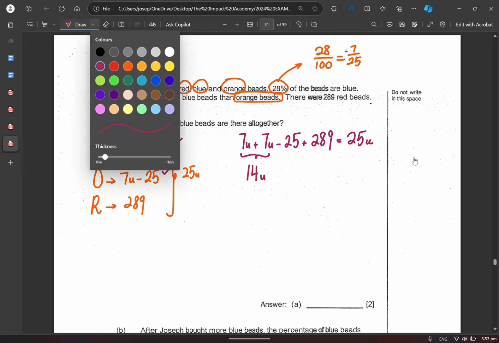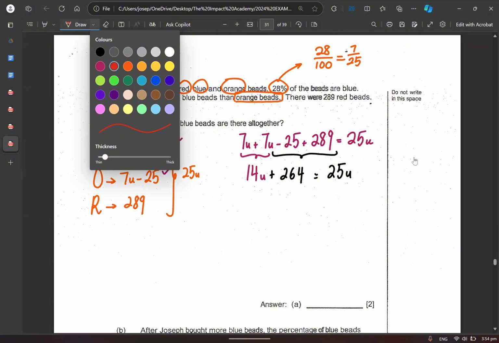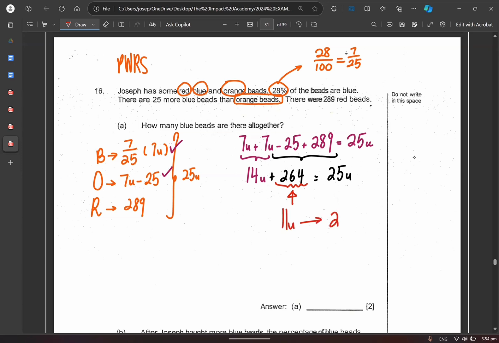Then over here, this is the tricky part. The minus 25 plus 89. That part itself has to be taken note of. You press your calculator, it will be minus 25 plus 289, you get to 264. This is actually close to 25 units. Agree or disagree? From here itself, you can see what exactly is this? This is basically how much? This is basically 11 units. So I know that my 11 units is 264.